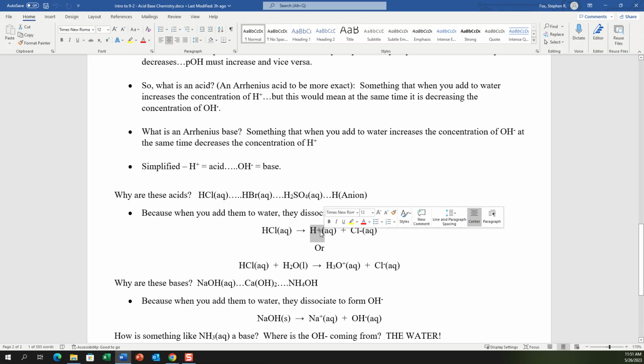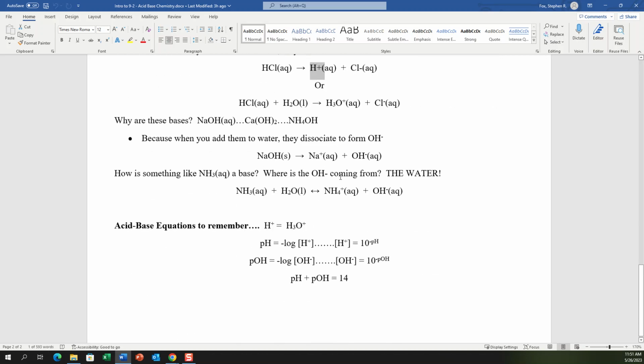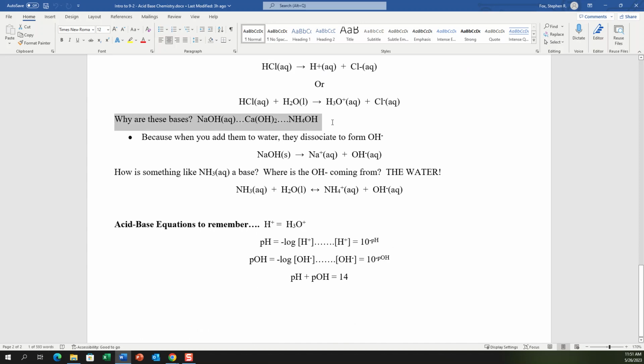But what's going on in the background, the thing that we're not focused on here, is as this concentration goes up, H plus, the OH minus concentration has to come down, because the pH and the pOH of the solution always has to equal 14. Okay? So why are these salts, when dissolved in water, basic?